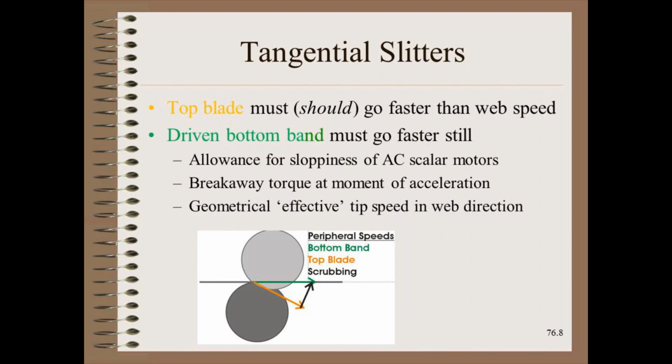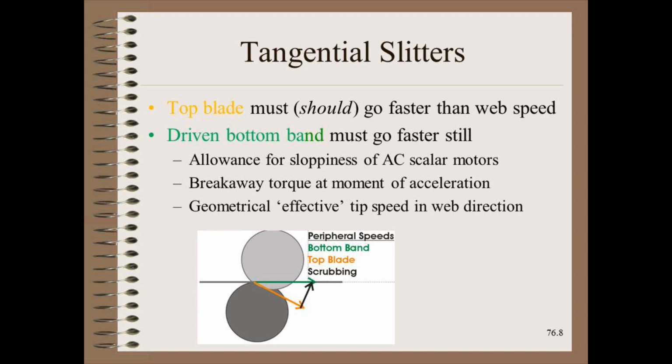Slitting is the most common of converting operations. Billions of blades have been in service. However, common does not necessarily mean well understood. Most of what we know about slitting is as a craft rather than as a science.